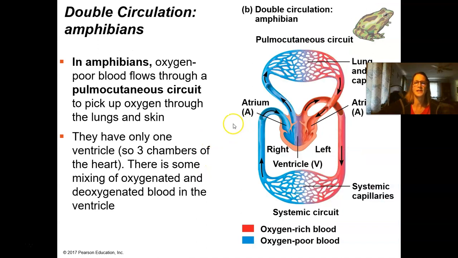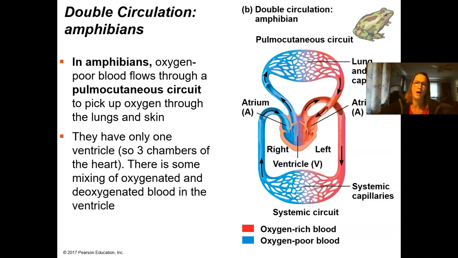In amphibians, they also have 3 chambers, 2 atria and a ventricle. But whereas in reptilians, there was a septum that was sort of dividing this a little bit, no such septum appears at all in the amphibian heart. And so you have 3 chambers with no division in the ventricle. 2 atria, 1 ventricle, and there's a lot of mixing of oxygenated and deoxygenated blood within the heart.